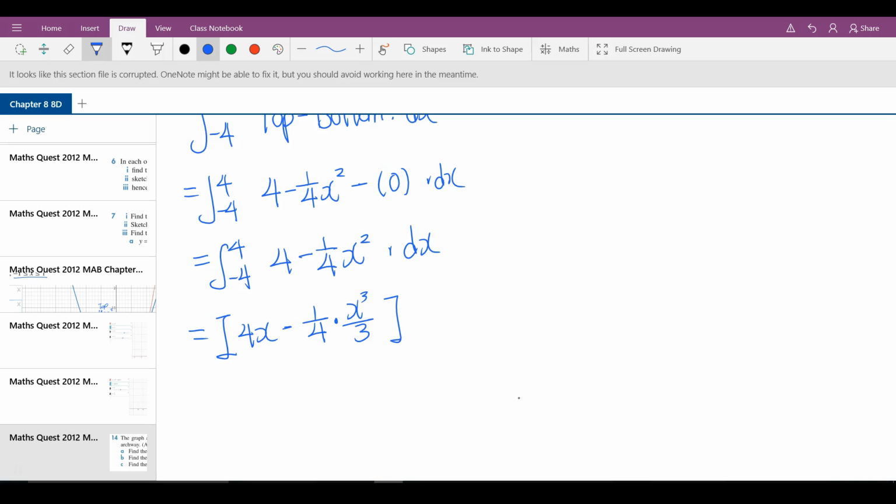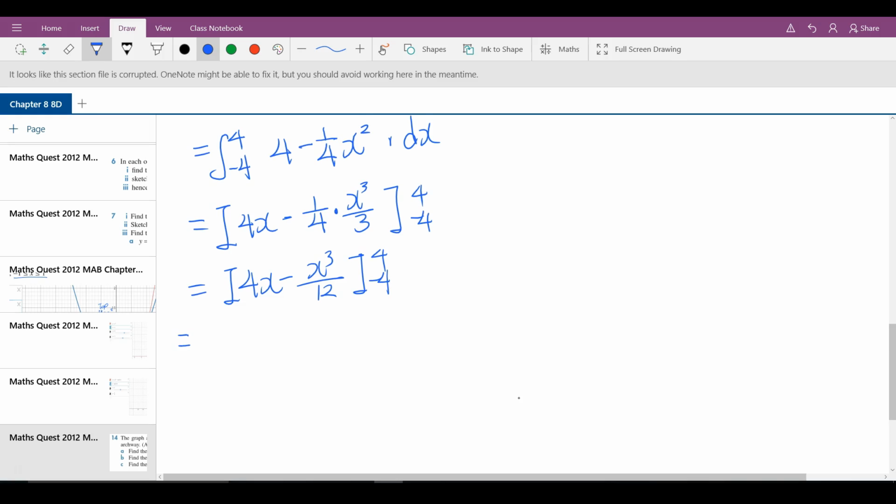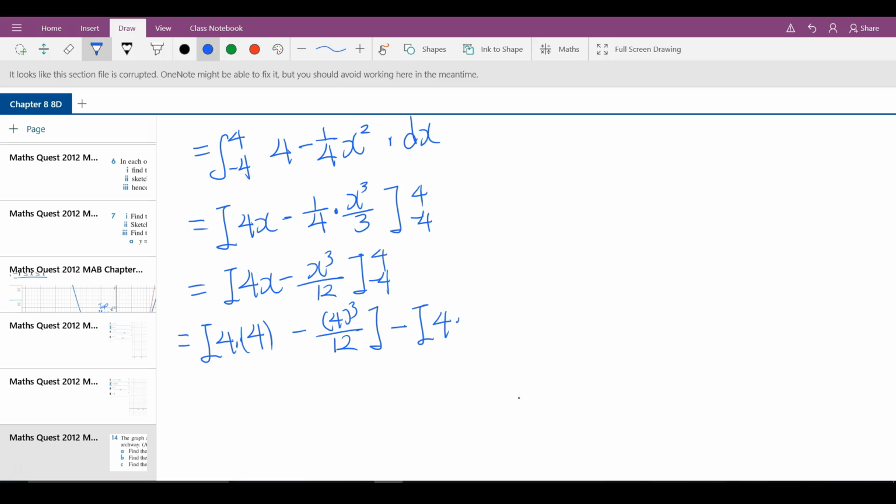All right, so like that, and from -4 to 4. So that gives us 4x minus x cubed over 12, right? From -4 to 4. All right, let's put the numbers in. We get 4 times 4, right? Minus 4 cubed over 12. And then minus 4 times -4, minus -4 cubed over 12. Right? 4 times 4 is 16. Minus 4 cubed is 64 over 12.